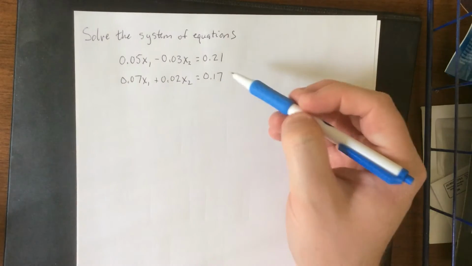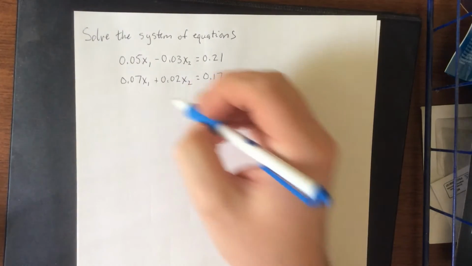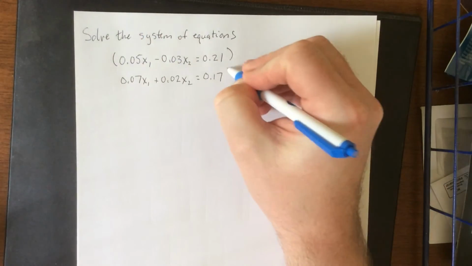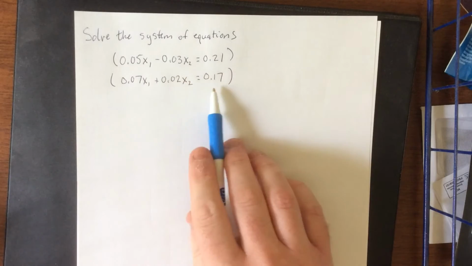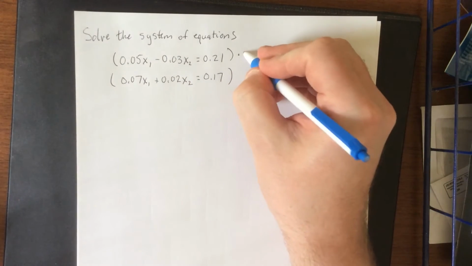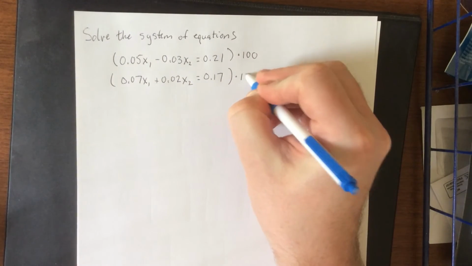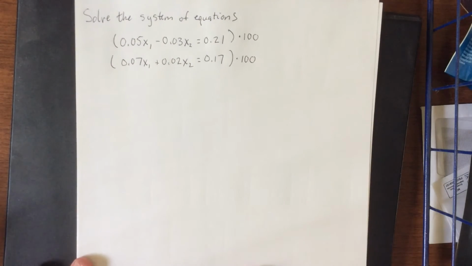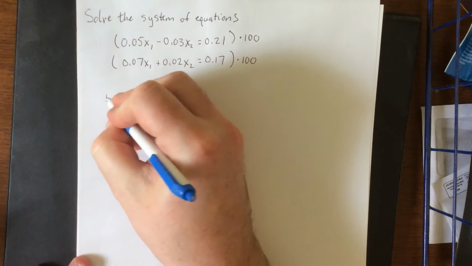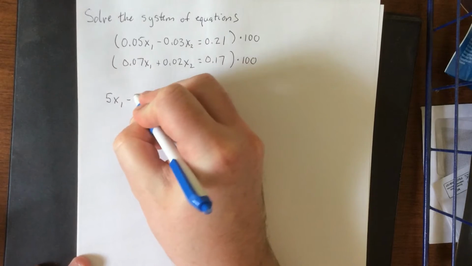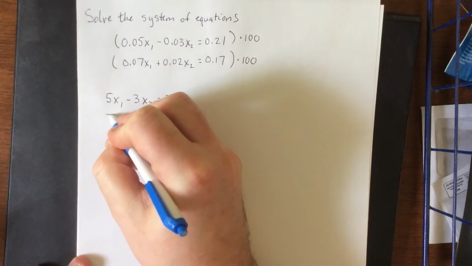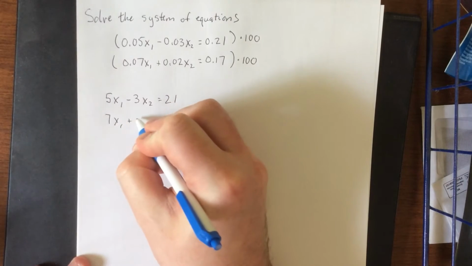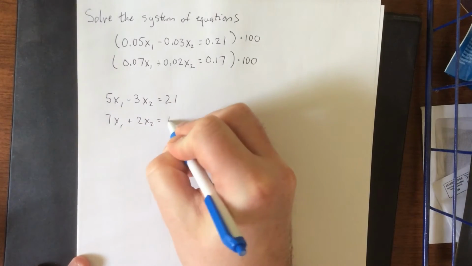Now, it should be pointed out that with all of these decimals in here, it might be kind of difficult to work with. So if you're interested in getting rid of the decimals, you'll notice that all of these terminate at the hundredths place. So what we're going to do is multiply both of these equations by 100 to clear out all of these decimals. That'll give us 5x1 minus 3x2 is equal to 21, and 7x1 plus 2x2 is equal to 17.